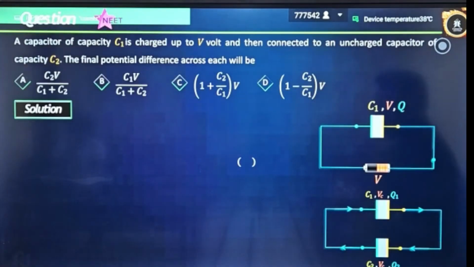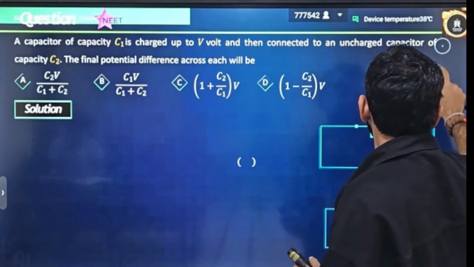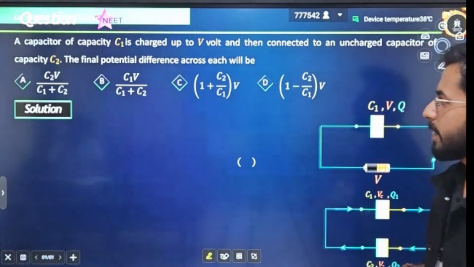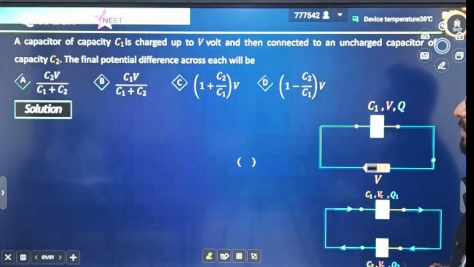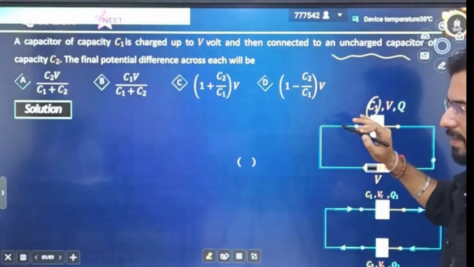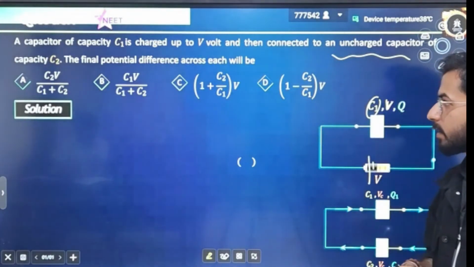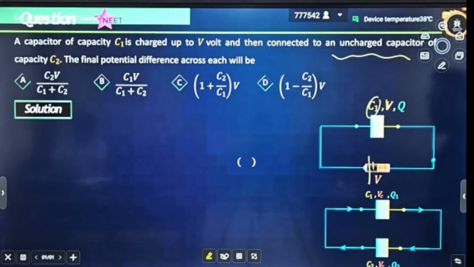Now I have a question, a basic question, how to solve it. A capacitor of capacity C1 is charged up to voltage V and then connected to an uncharged capacitor. Firstly, there is a capacitor C1 that was uncharged and now it is charged to potential V using a battery. And then this charged capacitor is connected to an uncharged capacitor C2. The diagram is reflecting this completely. The final potential difference across each will be?